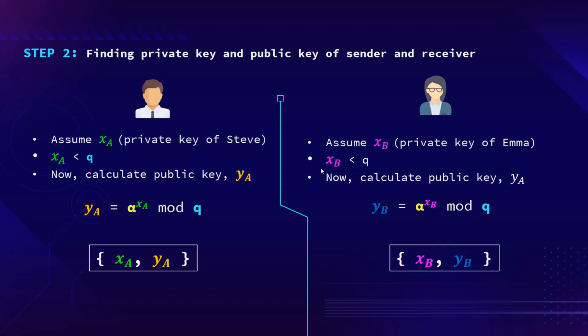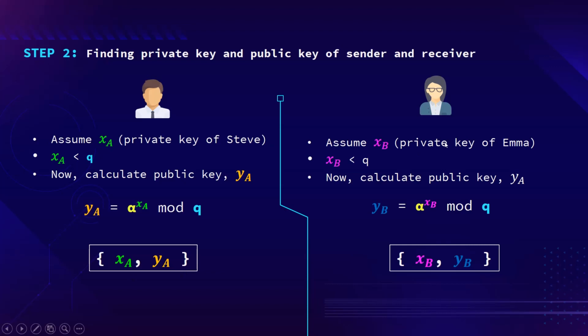After that, what they have to do is find the private key and public key of the sender and receiver. So now Shiv will assume a private key. Let us assume xa as a private key, and xa has to be smaller than q. Now in order to calculate his public key, that is, relating to the previous example, the mixed color, this public key, ya, is calculated using the following formula: ya is equal to alpha raised to power xa mod q. In this way Shiv will get two keys, one private key and one public key, that is xa and ya.